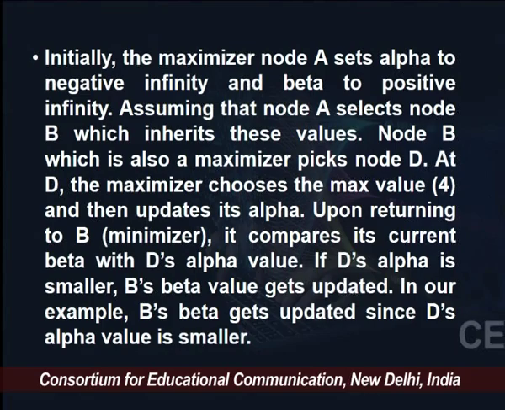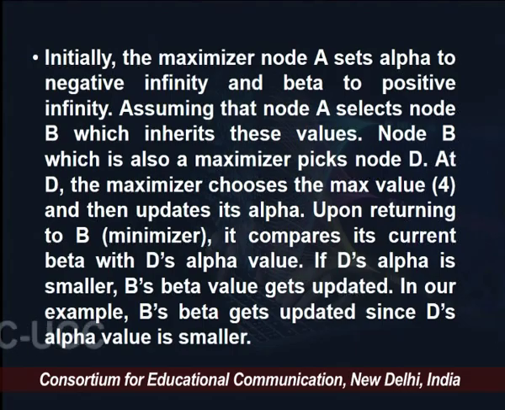Initially, at maximizer node A, that sets alpha to negative infinity, beta to positive infinity, assuming that node A selects node B which inherits those values. Obviously, that is in a depth first manner. Node B, which is also a maximizer, picks node D. At D, the maximizer chooses the max value of 1 and 4, which is 4, and updates its alpha.